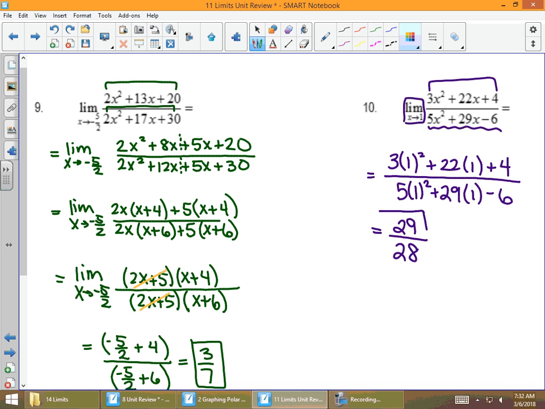And that one you can directly check in your calculator, in your table. Just be on the lookout for that. If you start to try to factor and your polynomial or your rational function isn't factorable, don't get too freaked out. See if you can go ahead and just plug in the value.